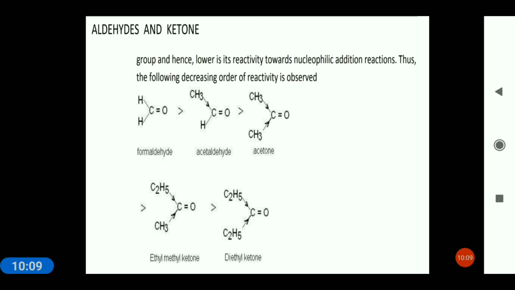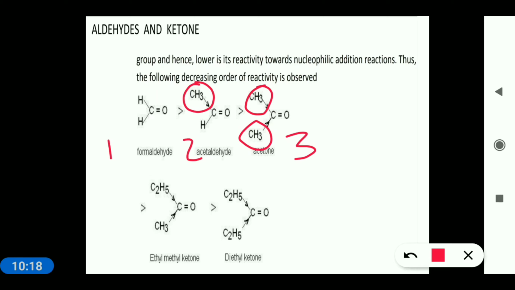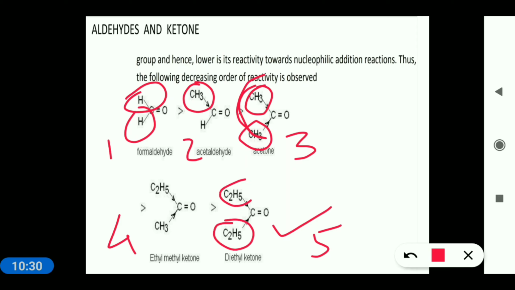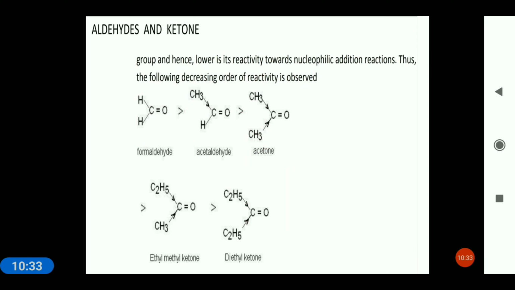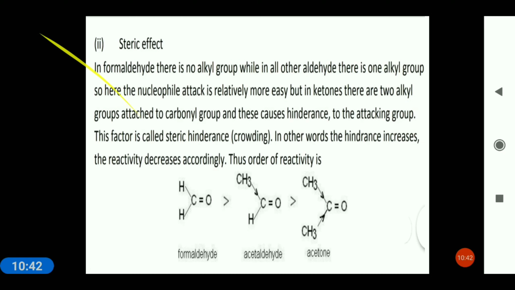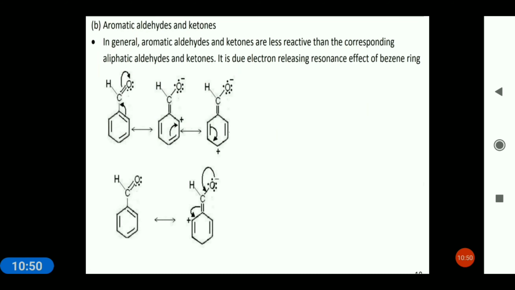So you can compare here in first, second and third. This is first, this is second and this is third. Here more bulkier groups are there. Here one alkyl group is there and there no alkyl group is there. So the higher the alkyl group, it shows the inductive effect as well as the steric hindrance. Here in 4 and 5 you can see more bulkier groups are there. So steric hindrance and inductive effect are responsible. The bulkier the group or the more the number of carbons, the reactivity will be less. The second factor is the steric effect. As I told you, if steric hindrance is more, reactivity will be less.